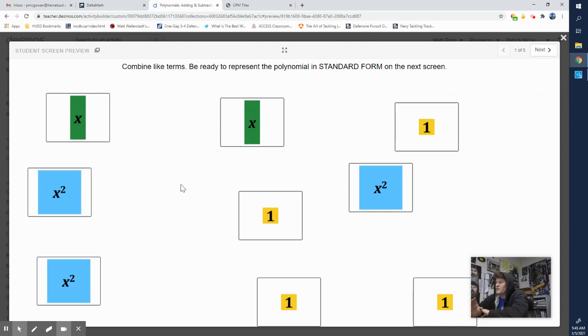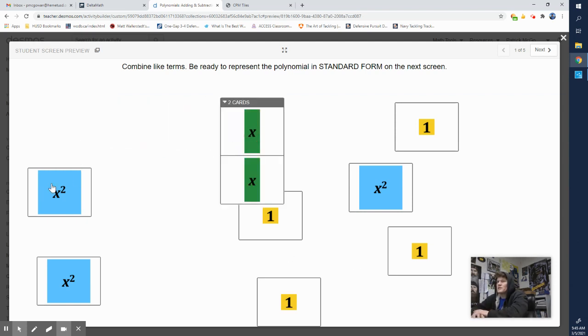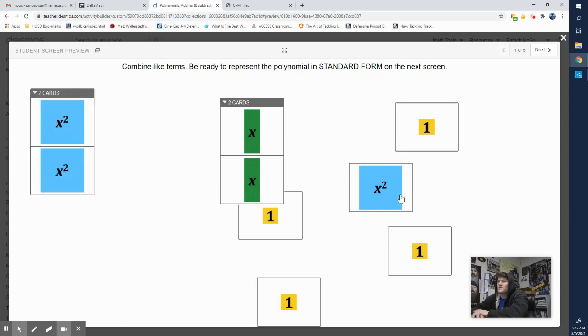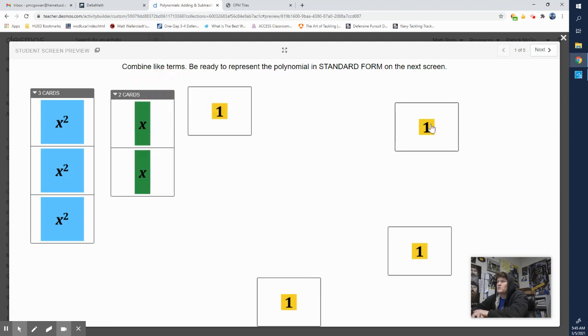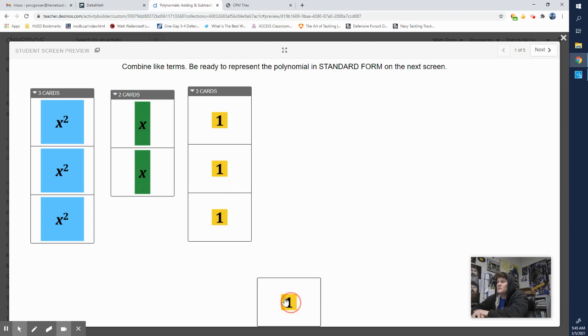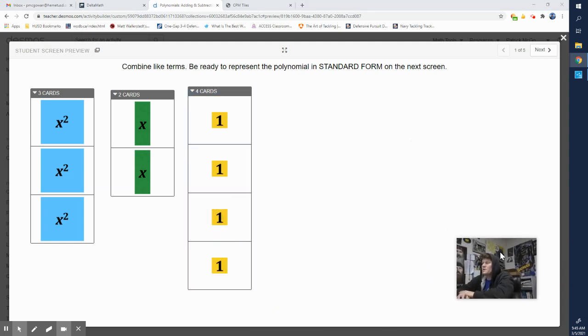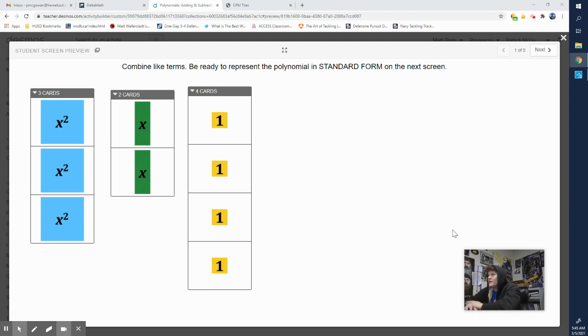This is the more standard look of our tiles. They're color-coded, so to speak. And instead of them all being blue positive, the x squares are blue and positive, the x's are green and positive, and our constants are yellow and positive. All I want you to do is combine the like terms, because really that's all adding is, just combining like terms. So let's put the like terms together. Let's see, I have x squares, 2, 3 x squared. I have my 2 x's. I have 1, 2, 3, 4 constants. Anything behind me? Nope.